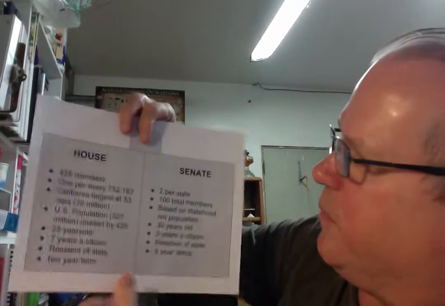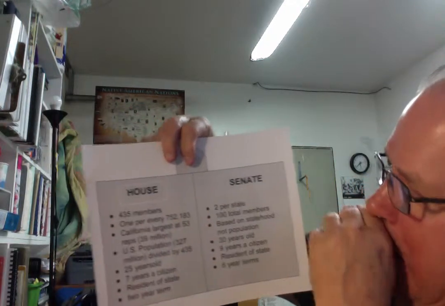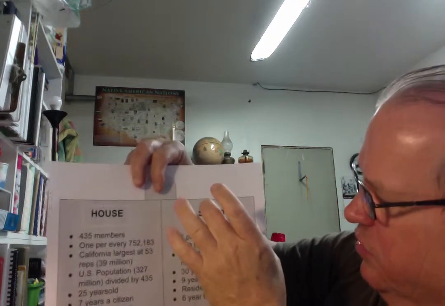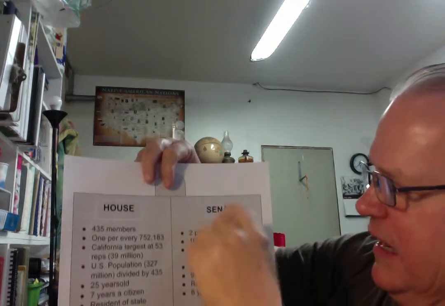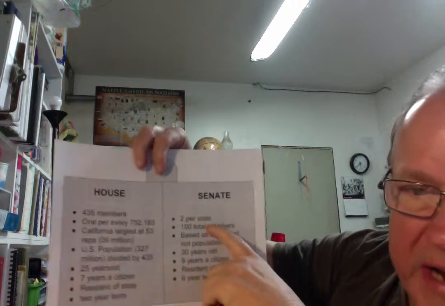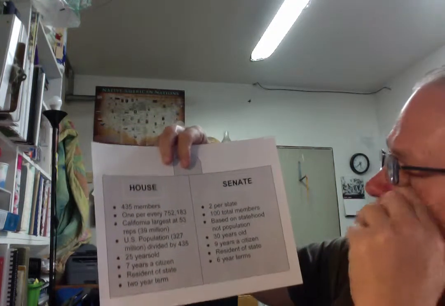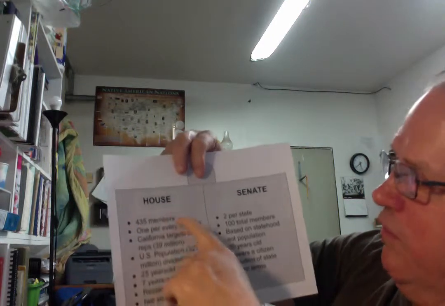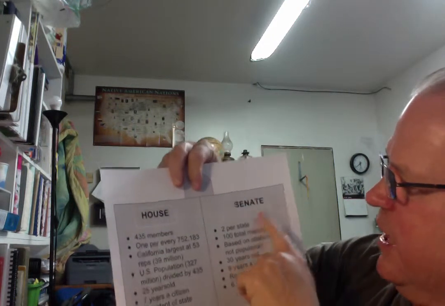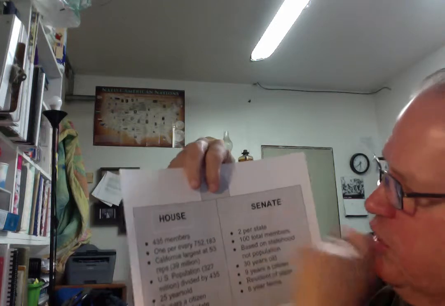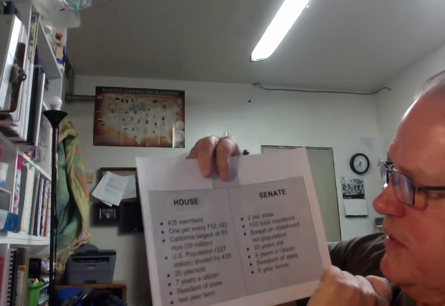So the Great Compromise was that the Virginia Plan wanted a House, and the New Jersey Plan wanted a Senate, which would be based on statehood. So they came up with this Great Compromise. I'll go into this more later, but 435 members in the House, 100 members in the Senate, 2 per state. This one's based on population.